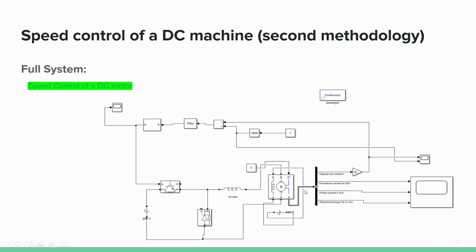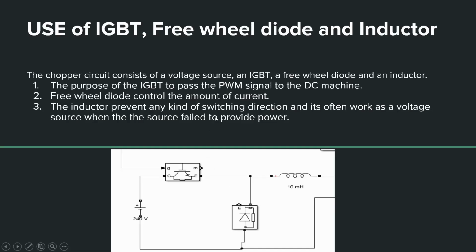The output speed of the motor is fed into a unity feedback system. The difference between the input and output is then given to a PID controller circuit, which will analyze the difference of the speed and give appropriate results that my friend Arnab will later explain. The controller output is then given to a pulse width modulation PWM generation block. The output of the PWM generator will be used as a gate pulse of the IGBT. The purpose of the IGBT is to pass the PWM signal to the DC machine.